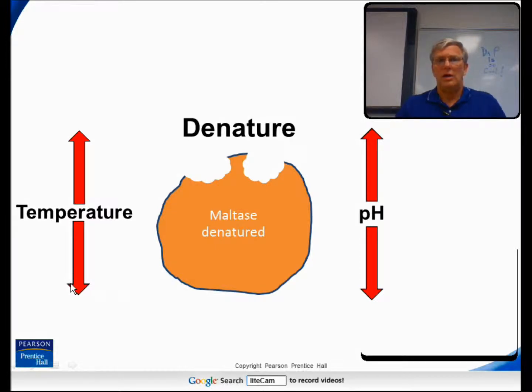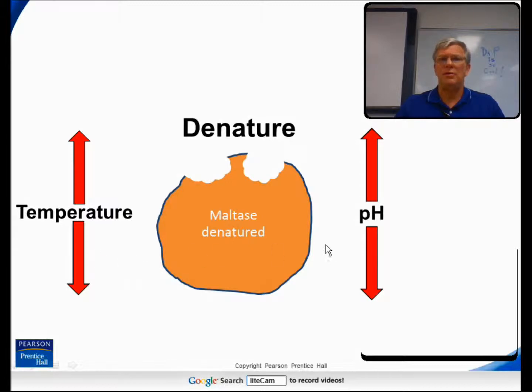And the enzymes in our body function best at a temperature of 98.6 degrees Fahrenheit. If that temperature goes up or down very much at all, what happens to the enzyme is it becomes denatured. It changes its shape. And not only does the entire enzyme change shape, but particularly the active site changes shape. And when that happens, the substrate will no longer fit. When an enzyme is denatured, it doesn't work anymore.